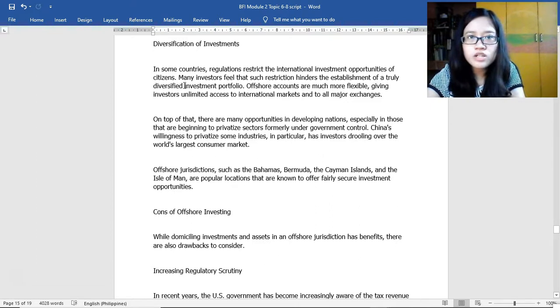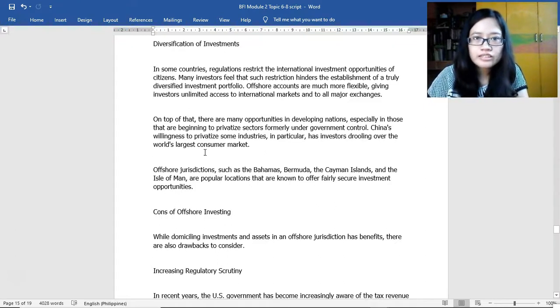Diversification of investments. In some countries, regulations restrict the international investment opportunities of citizens. Many investors feel that such restriction hinders the establishment of a truly diversified investment portfolio. Offshore accounts are much more flexible, giving investors unlimited access to international markets and to all major exchanges. On top of that, there are many opportunities in developing nations, especially in those that are beginning to privatize sectors formerly under government control. China's willingness to privatize some industries in particular has investors drooling over the world's largest consumer market.